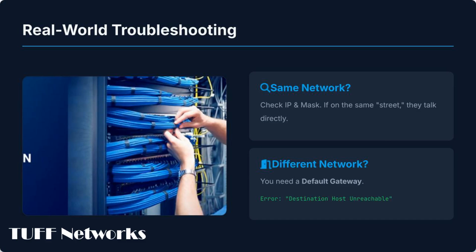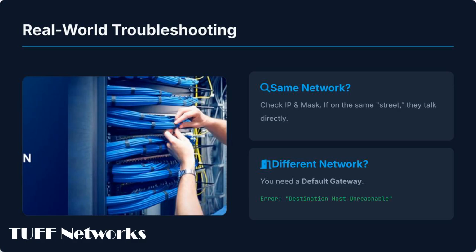2. Dynamic NAT. This is a many-to-many mapping. You have a pool of public IPs and a group of private users. It's first come, first served. This is rare nowadays because public IPs are expensive, but you might see it in large campus networks. 3. PAT, NAT overload. As we discussed, this is many-to-one, many private IPs mapped to one single public IP using different ports. Let's apply this to a troubleshooting scenario.